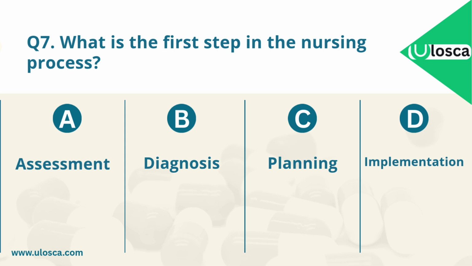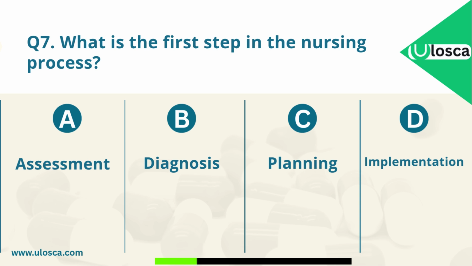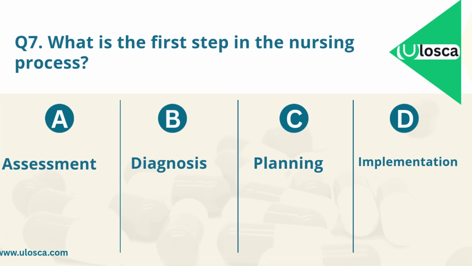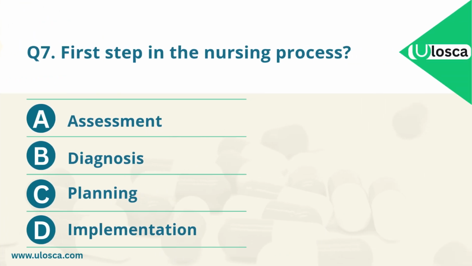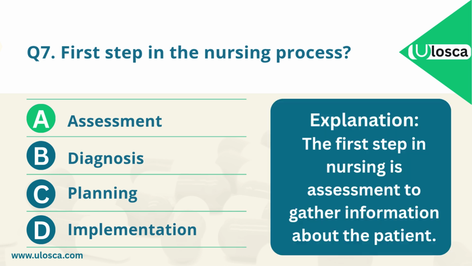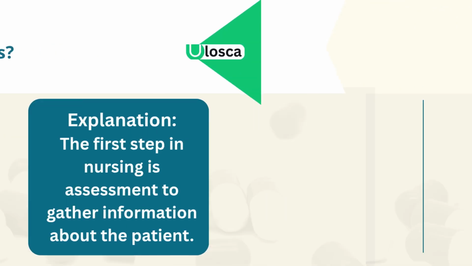Question 7. What is the first step in the nursing process? A. Assessment. B. Diagnosis. C. Planning. D. Implementation. Which one is the correct answer? The correct answer is A. Assessment. Explanation. The first step in nursing is assessment to gather information about the patient.